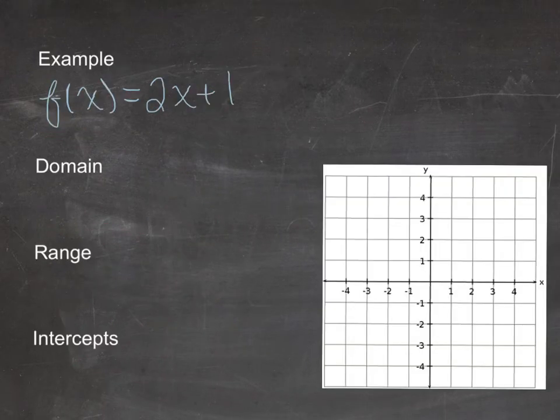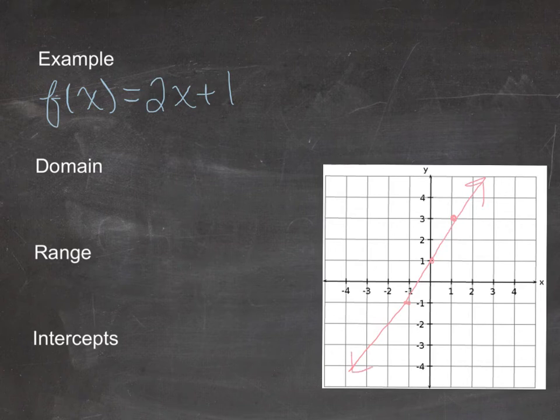Let's see some examples of lines and finding their domain, range, and intercepts. The first one I have here is f of x is equal to 2x plus 1. If I graph that line, I could do a table of values if I wanted to, or I can just graph it using slope-intercept form. I know I have a y-intercept of 1 and my slope is positive 2. So I'm going to go up 2 over 1, and I can go down 2 over 1. There is my line, 2x plus 1.